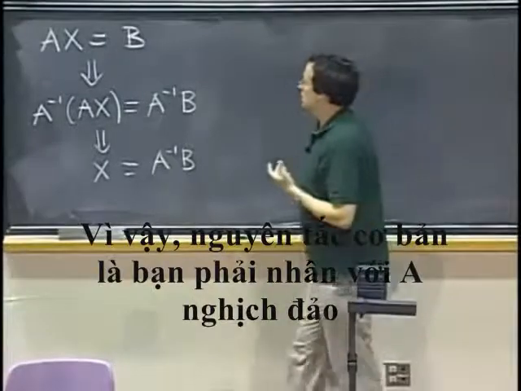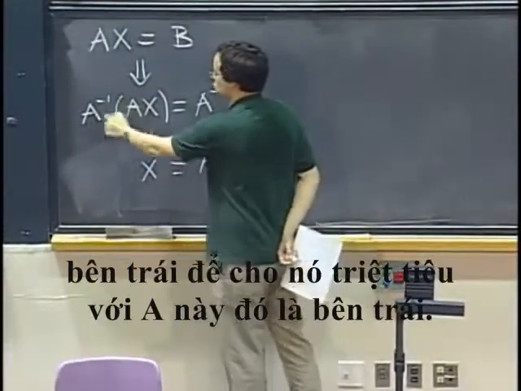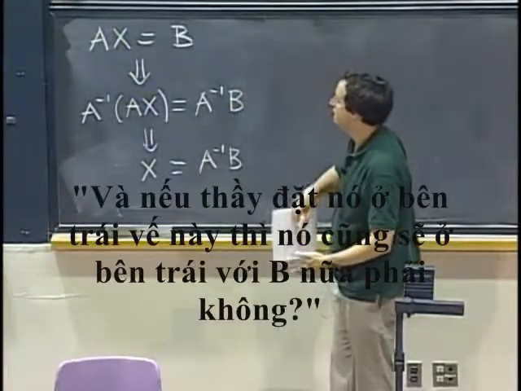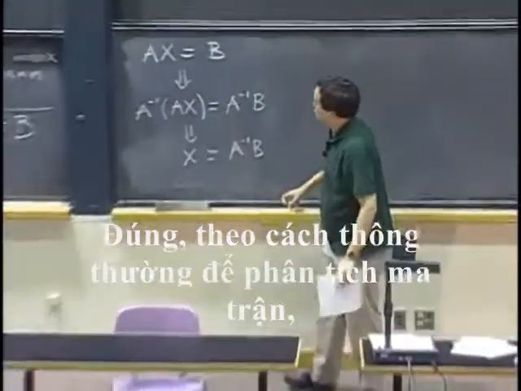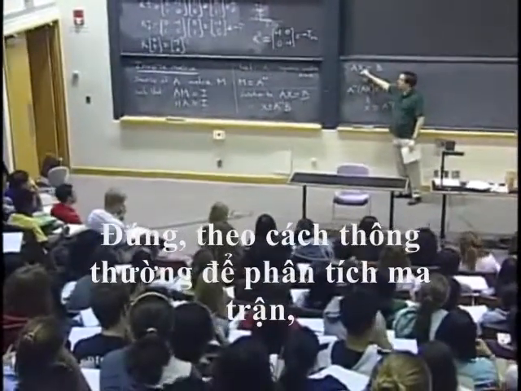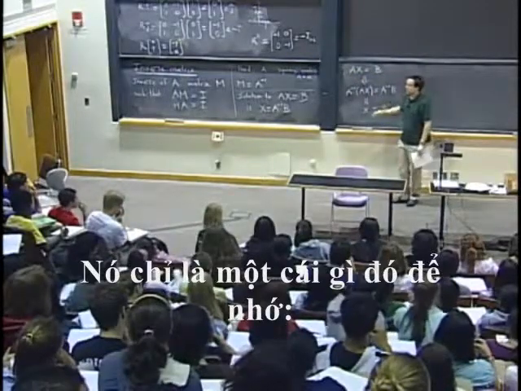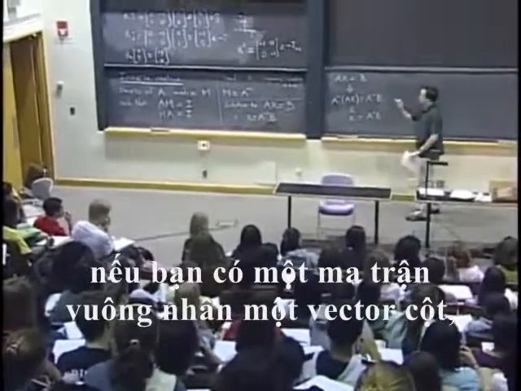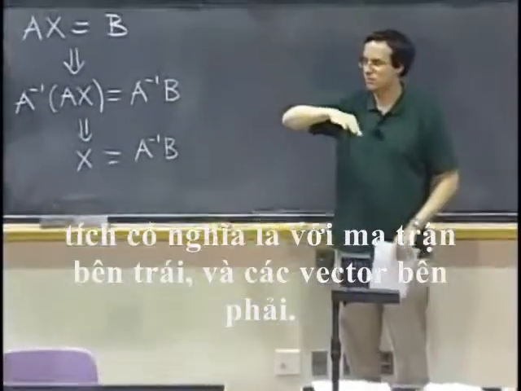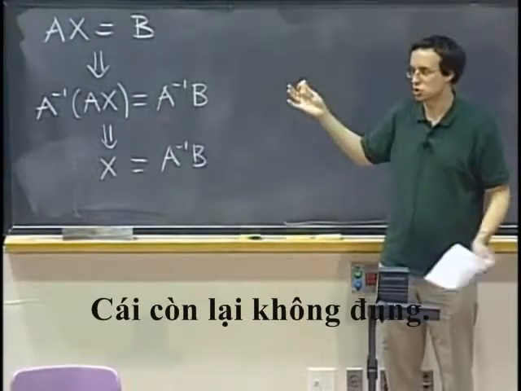So the basic rule is, you have to multiply by A inverse on the left so that it cancels with the A that's on the left. That's correct. In our usual way of dealing with matrices, where the vectors are column vectors, if you have a square matrix times a column vector, the product that makes sense is with the matrix on the left and the vector on the right. The other one just doesn't work.